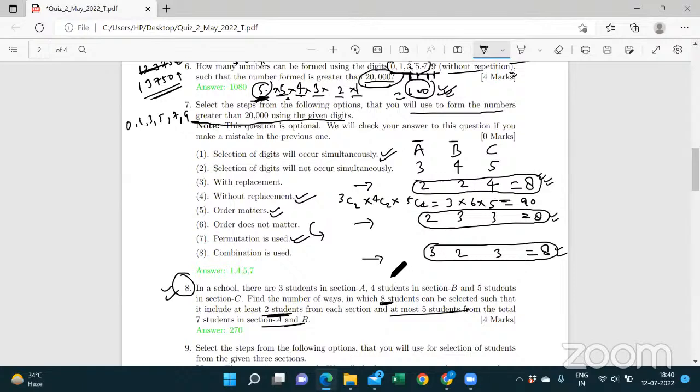I did all the cases, everything is right, but for 3C2 multiplied by 4C2, instead of doing multiplication, I added. I thought it's independent. So I found 3C2 plus 4C2 plus 5C4, and then I added all 3 cases.